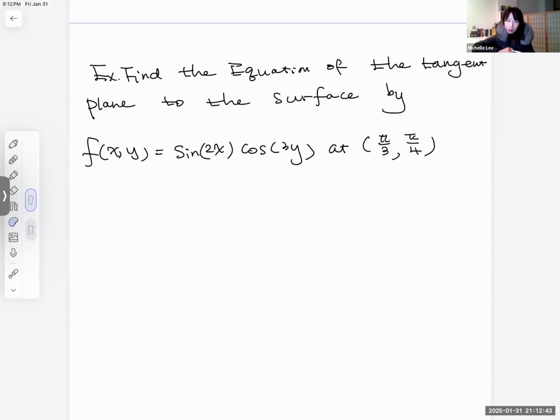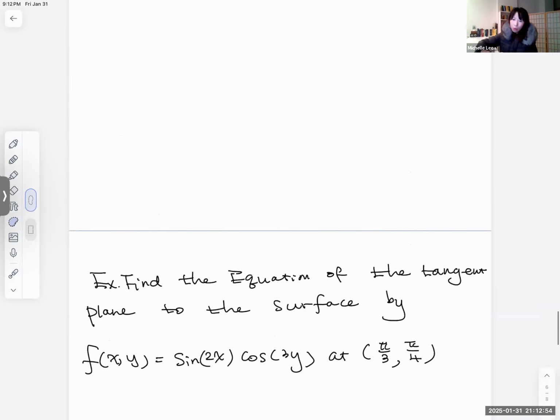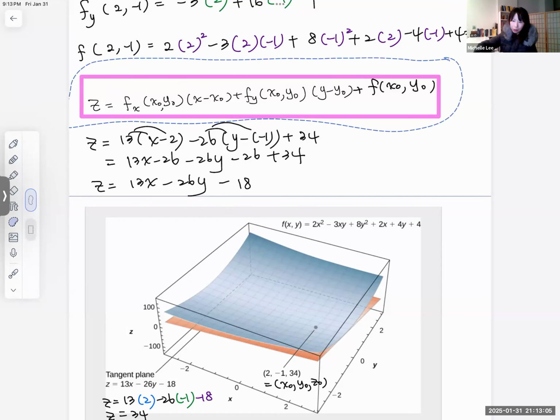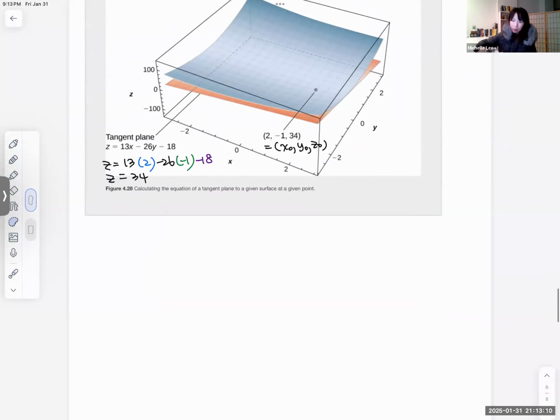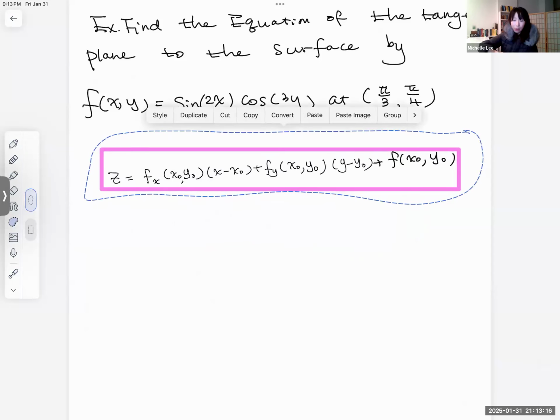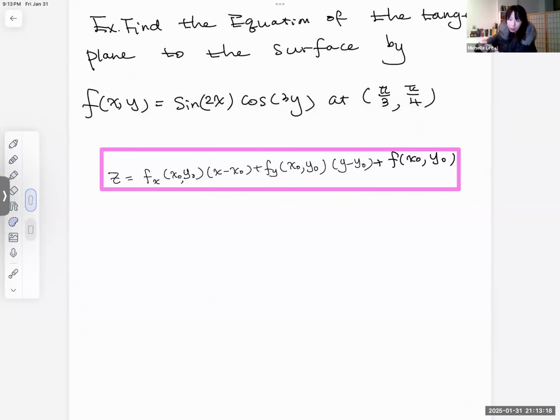Okay, so here is the question. Find the equation of the tangent plane to the surface given by the function. Okay. All right. So same process. We need the equation, right? So partial derivative with respect to x, and we have the point, right? So substitute the point, and partial derivative with respect to y, and then substitute the point, right? And then we do evaluation at the point, right?